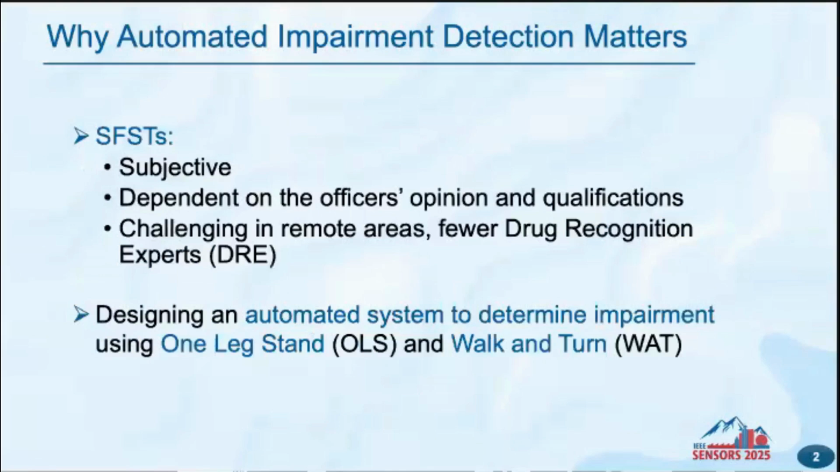SFSTs are really subjective, as I've explained before, and they depend on officers' opinions and qualifications. It could also be challenging in remote areas with no qualified DREs or trained officers. So our solution is to design an automated system to determine impairment in suspects or participants using two main tests of the SFSTs, which are the one-legged stand and walk and turn.